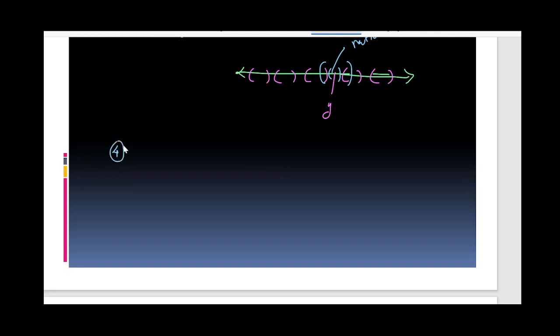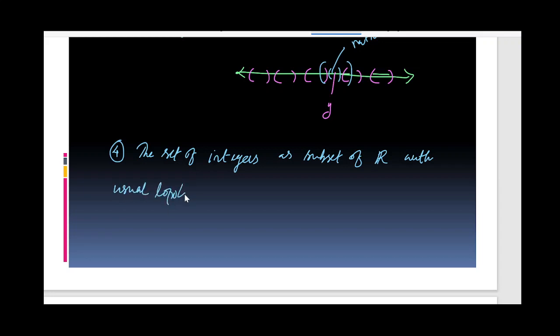Fourth one, the set of integers as a subset of the real numbers with usual topology has no accumulation point, right? What's the reason?